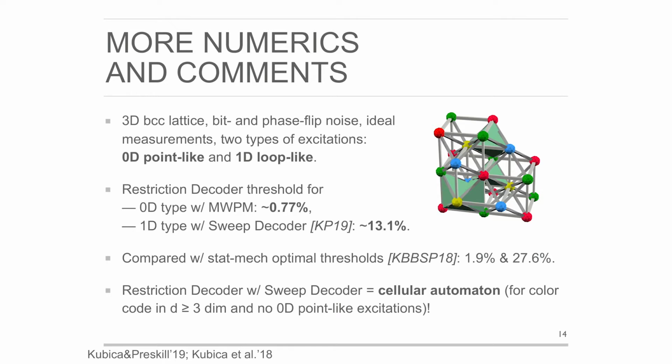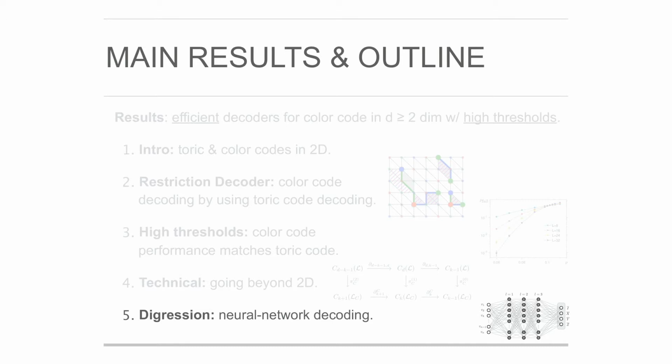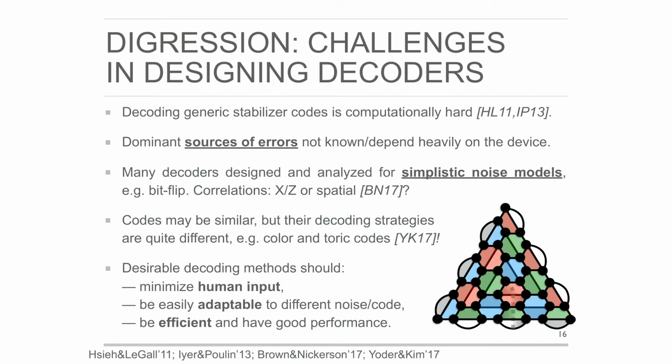So since I still have some time, I would like to make a digression about neural network decoding. There are some challenges in designing decoders. And in general, the problem of decoding an arbitrary stabilizer code is a computationally hard problem.